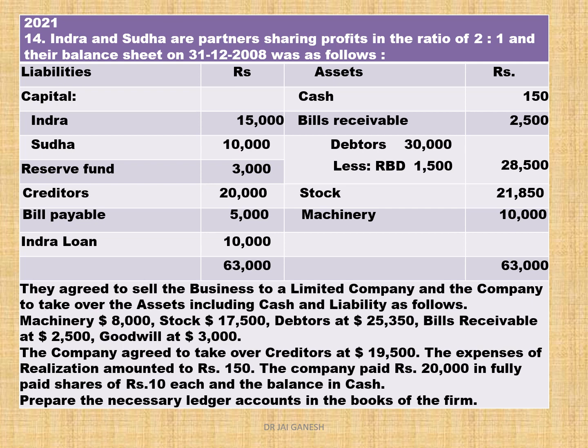Indra and Sudha are partners sharing PL in the ratio of 2:1. So it's called 2/3 and 1/3. And their balance sheet as on 31/12/8 was as follows. Capital account of Indra 15,000 and Sudha 10,000 to be taken as balance brought down. So to be taken in capital account as balance brought down. Reserve fund distribute to all partners in 2:1.